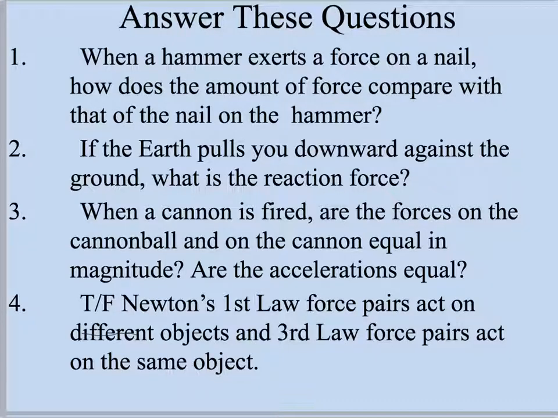So when a hammer exerts a force on a nail, how does the amount of force compare with that of the nail on the hammer? Again, if you haven't figured it out by now, you're never going to figure it out. It should be pretty common sense. It's the same value. The force that the hammer hits the nail is the same as the nail hitting the hammer. The nail has a much smaller mass, so it accelerates much more than the hammer with a bigger mass. But the force is the same on both.